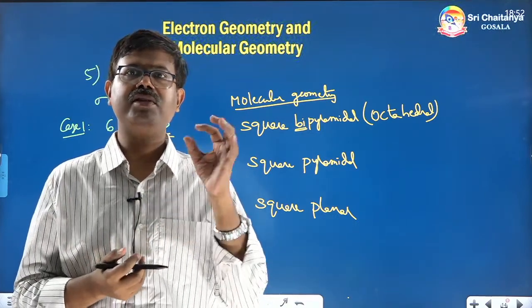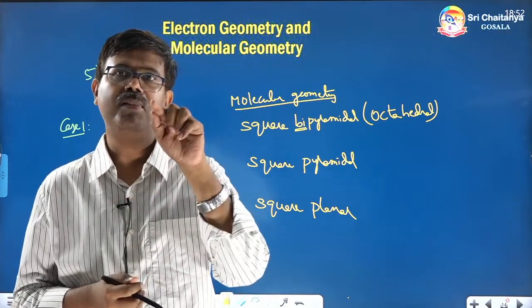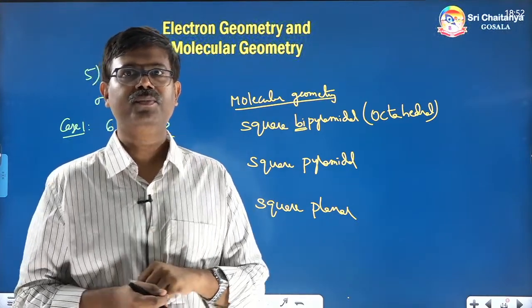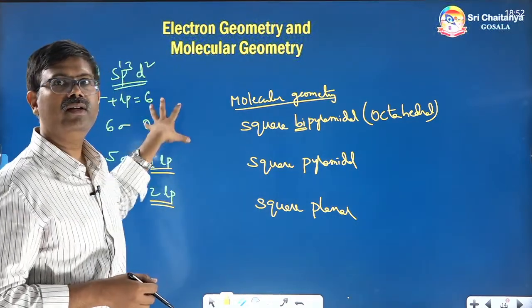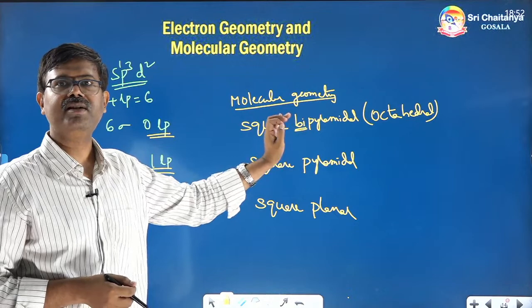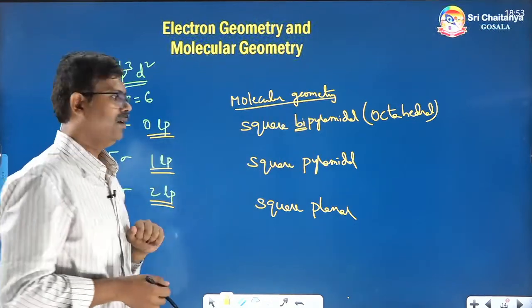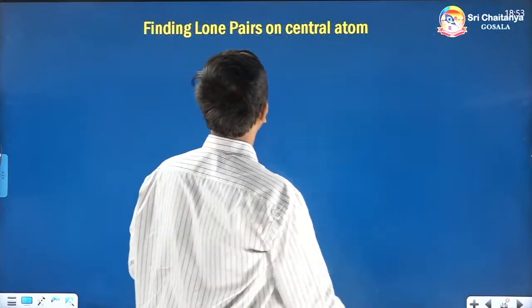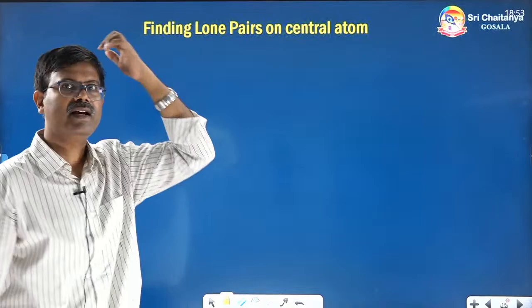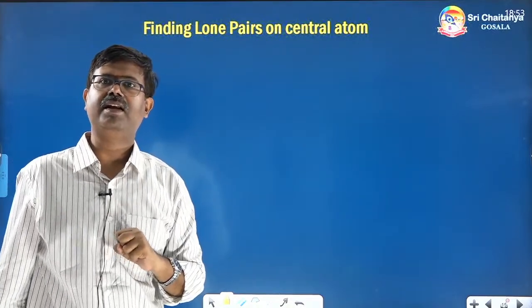So, by just knowing the hybridization we cannot tell the shape. We need to know the number of lone pairs also. If the number of lone pairs and hybridization are both known, then we can pinpoint the shape of that molecule or species. Okay. Now, what is the formula for finding lone pairs on the central atom? How to find lone pairs on the central atom?